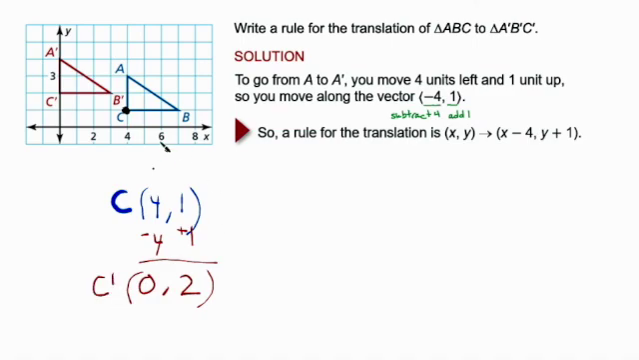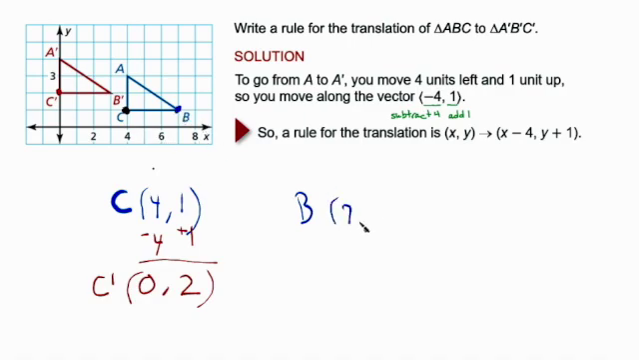Remember that prime sign means the new one. So we can find our point here. There's C prime at 0, and then I'm going to count up 2. Perfect. So I can keep applying that rule to my other points.